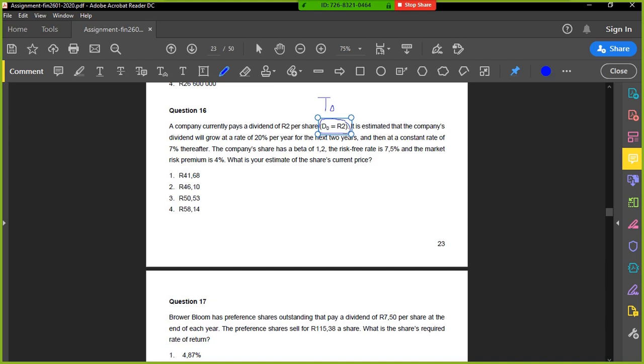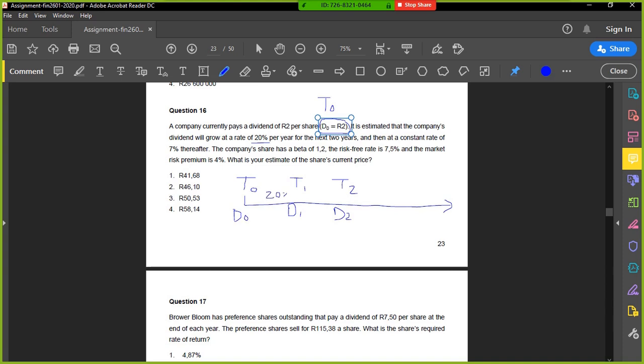Then I've got a rate of 20% per year for the next 2 years. So what I've done is I've taken that 2 rand, take 20% on that, and then 20% on that, and I got to 2 rand 40. Okay, good, cool. So timeline. Yes, that's brilliant. Good, that's a start. That's what I did.